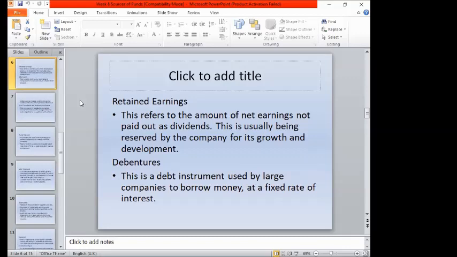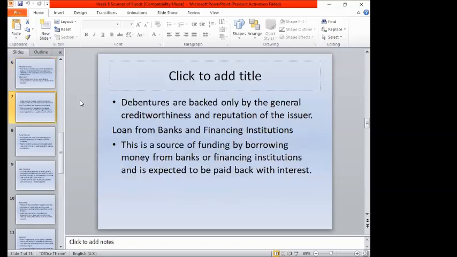Okay, a debenture is a debt instrument where companies or large companies borrow money with a fixed rate of interest, and the only collateral that backs it is the creditworthiness, trust, or reputation of the owner or the business, who assure to pay it. An example of a debenture, let's say SM Corporation. SM Corporation also has debentures.